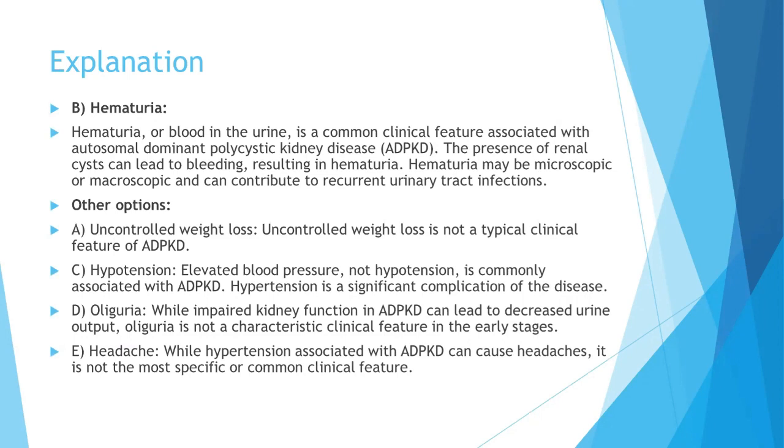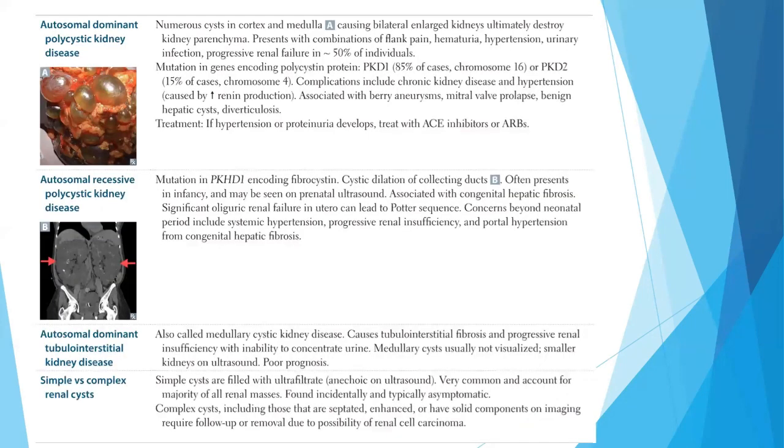Hypertension, so elevated blood pressure, not hypotension, is commonly associated with ADPKD. Hypertension is a significant complication of the disease. While impaired kidney function in ADPKD can lead to decreased urine output, oliguria is not a characteristic clinical feature in the early stages. While hypertension associated with ADPKD can cause headaches, it is not the most specific or common clinical feature. So let's review the first part of the cystic kidney diseases.